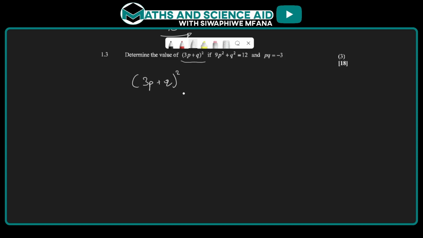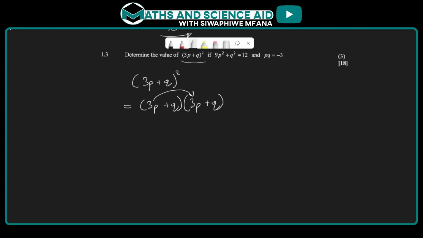So there are two ways in which you can do this expansion. There is a long way, which is what you essentially can do: recognizing that this is equal to (3p plus q) multiplied by (3p plus q). And then you just need to expand as you would normally do. So 3p multiplied by 3p, 3p multiplied by q, q multiplied by 3p, and q multiplied by q. And then after doing that, you'll need to add the like terms that will be available.